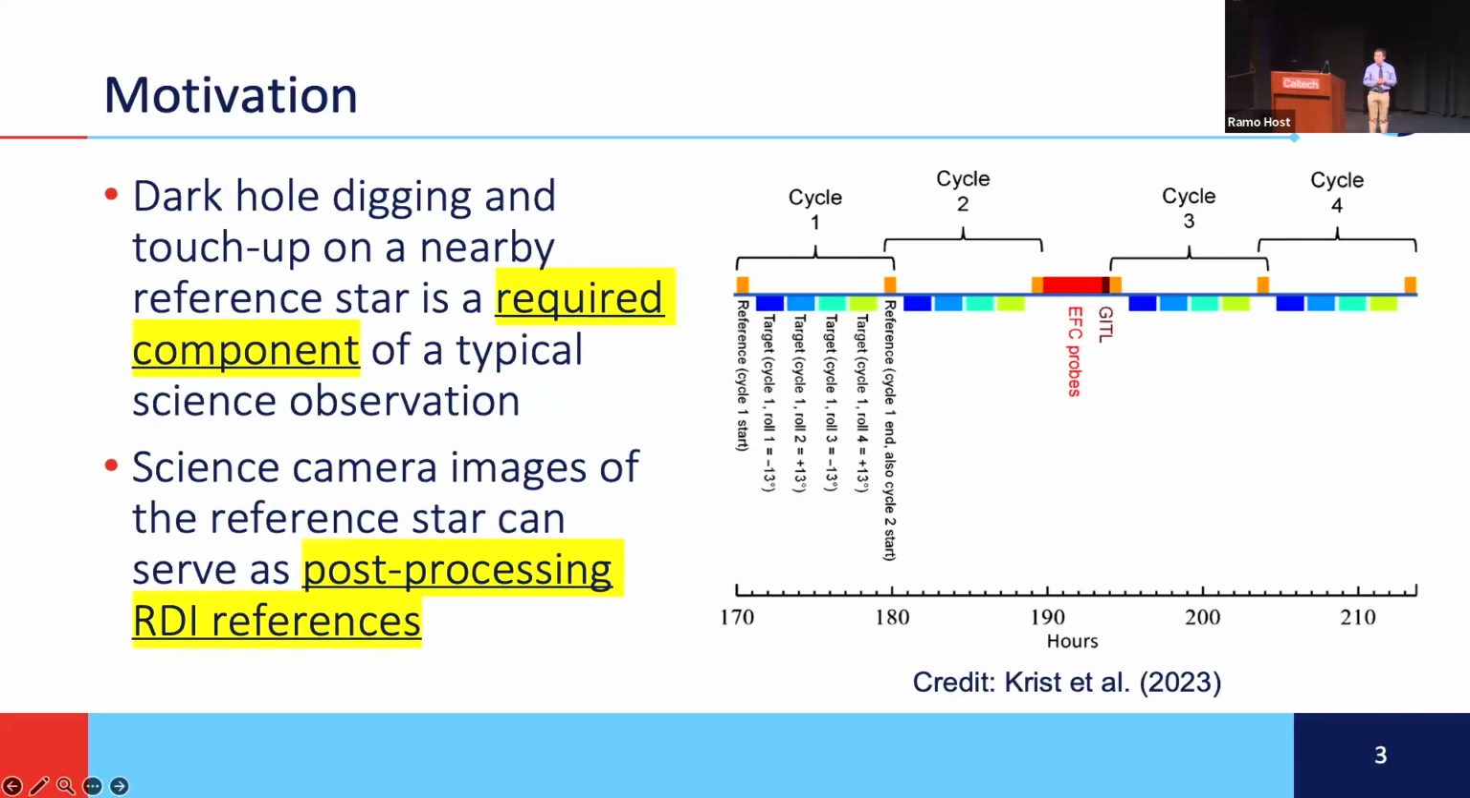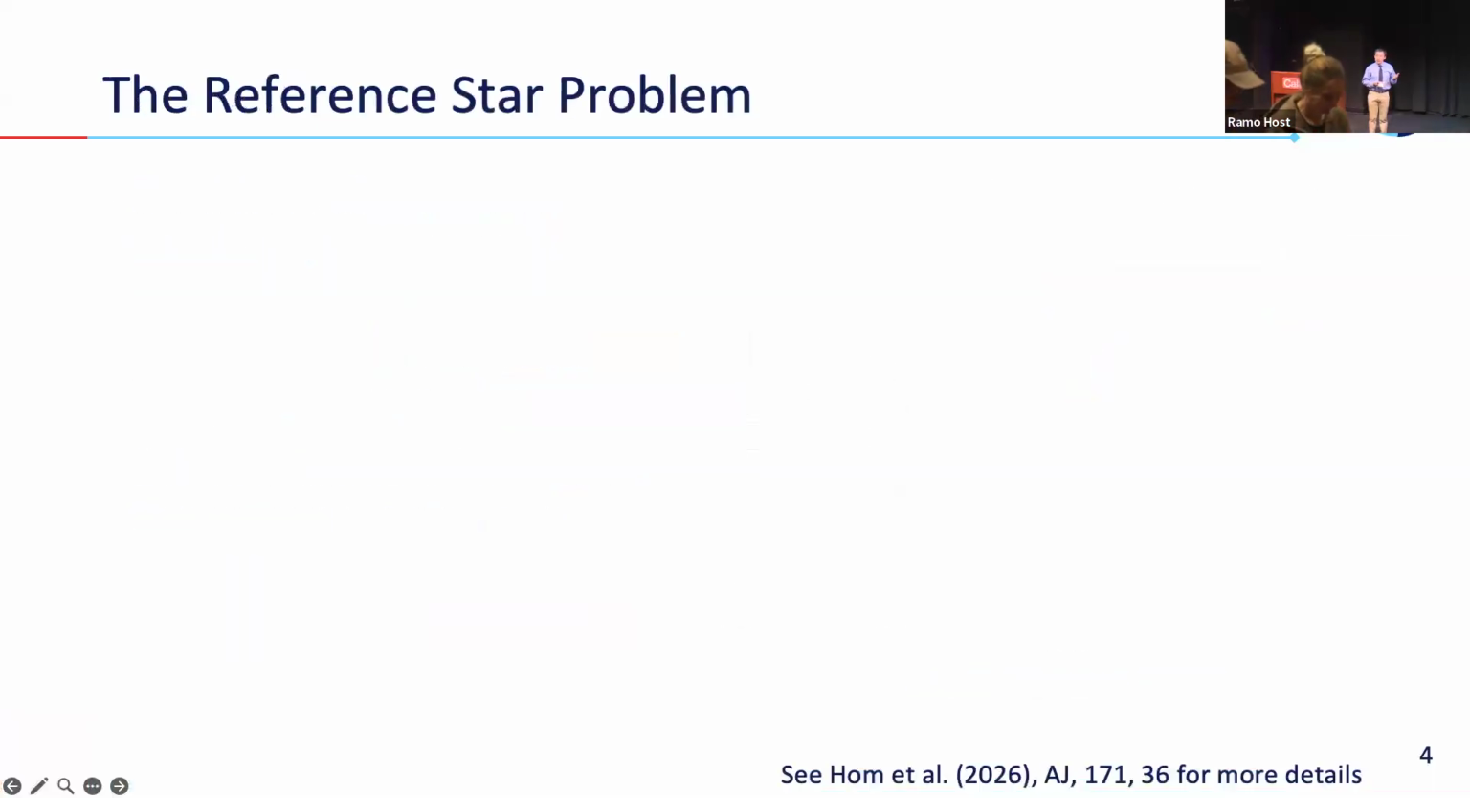At the same time, we can also take some science camera images of our reference star and use them as post-processing RDI references. But we can't just use any star as a reference star for CGI. There's a really strict set of criteria that a reference star needs to satisfy. I'm not going to go into a ton of details about why each of these criteria are the way they are. You can ask me afterwards.